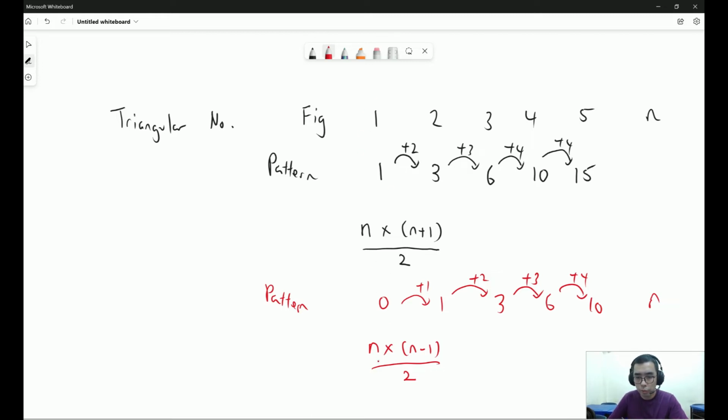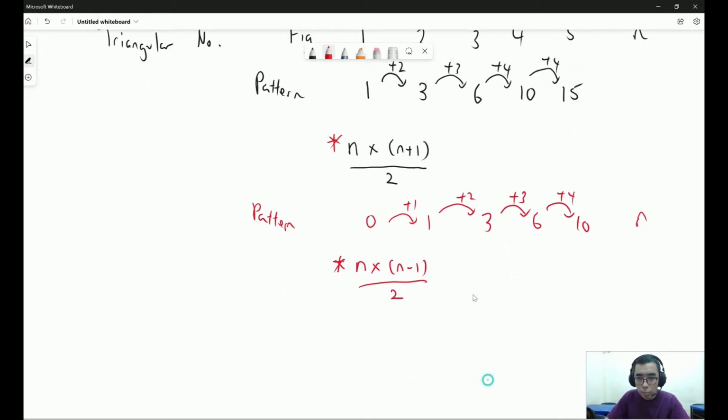Let's test with figure 1. We get n equal to 1, so 1 times (1 minus 1) gives me 0 as the numerator. Then we divide by 2 and it gives me 0. If you are looking at figure 3, n will be equal to 3, so 3 times 2 is 6, and 6 divided by 2 gives me 3. So this is a very good formula to remember for P6 level. When we go to higher levels like secondary school, you will get to face more of such formulas.